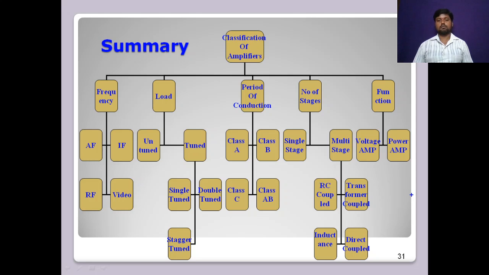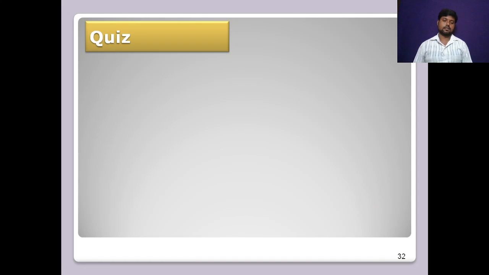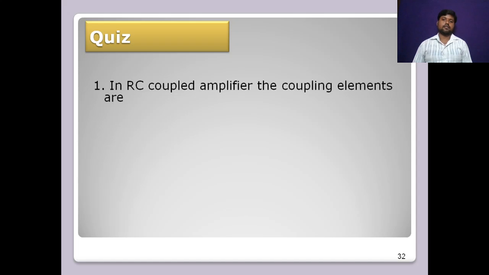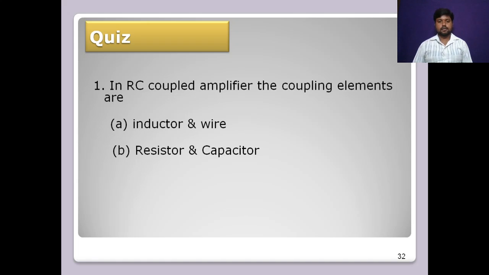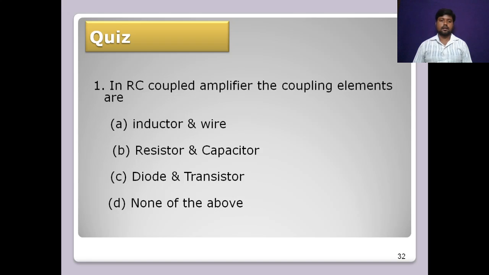Okay, so this is all about today's class. Now let us go through a small quiz. In an RC coupled amplifier, the coupling elements are: A. Inductor and wire. B. Resistor and capacitor. C. Diode and transistor. D. None of the above. Are you able to answer this question, dear students? What will be the answer? Read the question carefully. In an RC coupled amplifier, the coupling elements are... the question itself contains the answer: RC coupled. There is resistor and capacitor. Resistor and capacitor are used as coupling elements for this RC coupled amplifier.